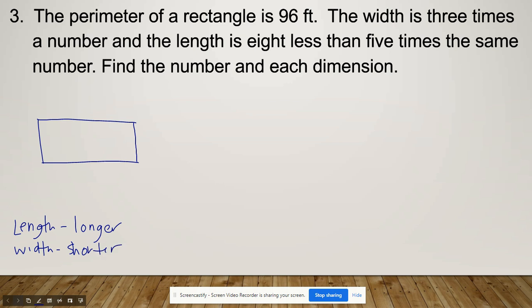So we have, again, the width is 3 times a number. We don't know the number, so the number is going to be x. 3x for both the widths. And the length is 8 less than 5 times the same number. 8 less than implies that we're subtracting from something, so that's 5x minus 8 for both lengths. Add them all up because we're dealing with perimeter.